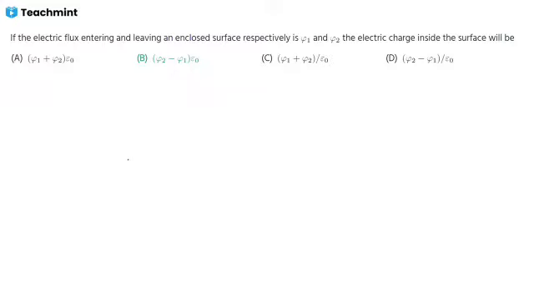If the electric flux entering and leaving an enclosed surface respectively is phi 1 and phi 2, the electric charge inside the surface will be? What is the electric charge? So net flux, we know the formula according to Gauss law. It is the amount of charge which is enclosed inside divided by epsilon naught. But here they are asking the charge that is inside. So the charge enclosed inside will be equal to the net flux into epsilon naught.